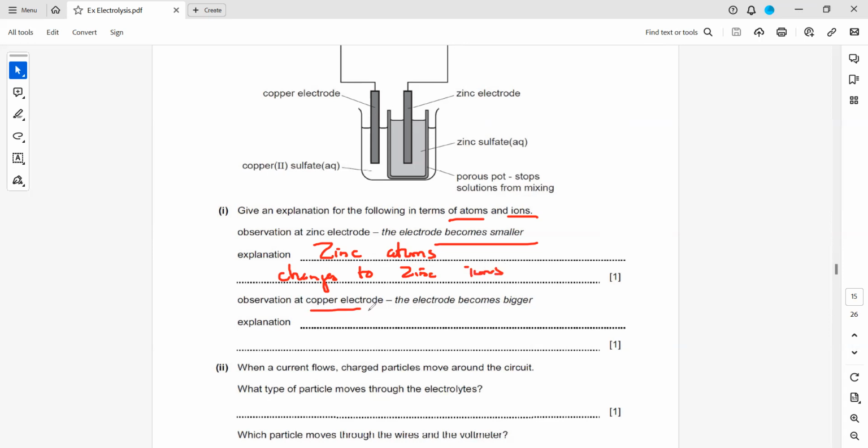And why does the copper electrode become bigger? Because the copper ions from the electrolyte turn into copper atoms. So when atoms turn into ions, the size will decrease. When ions turn into atoms, the size will increase.